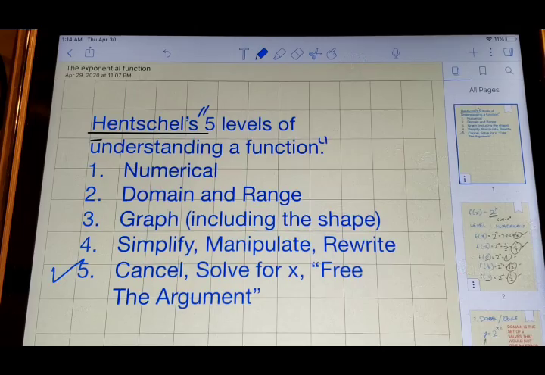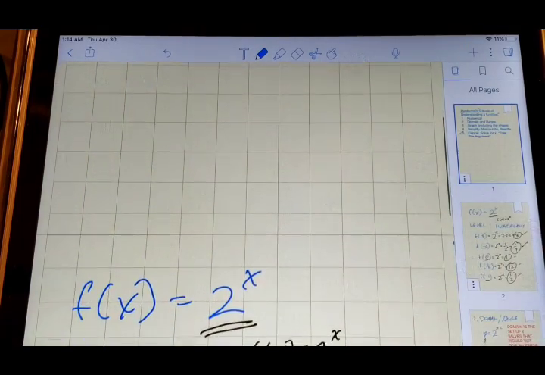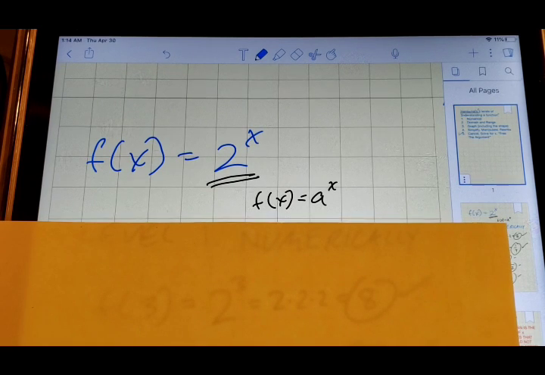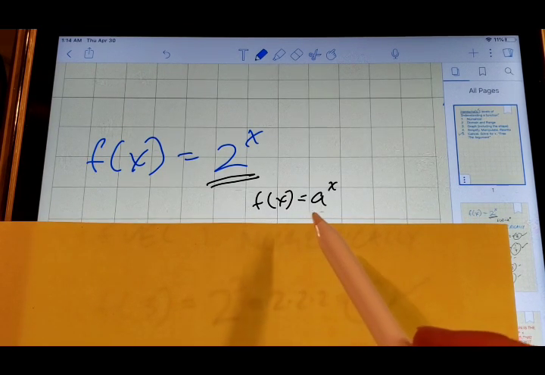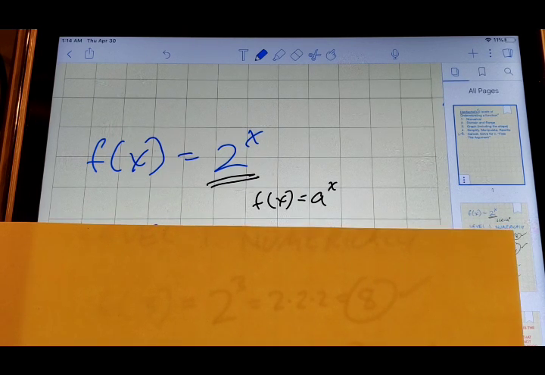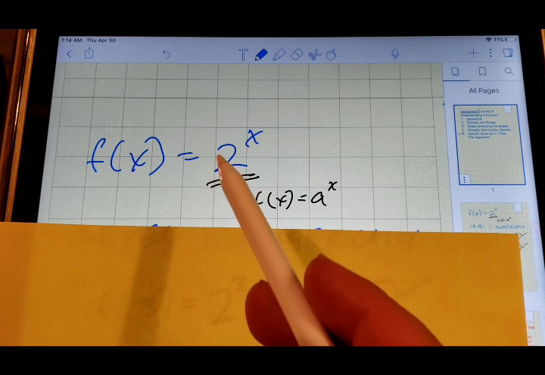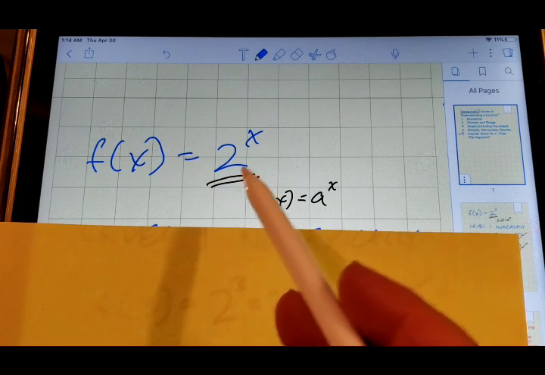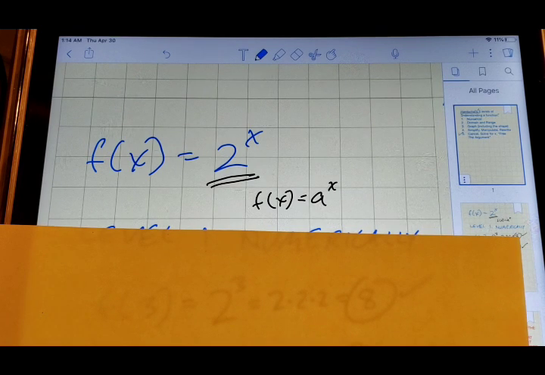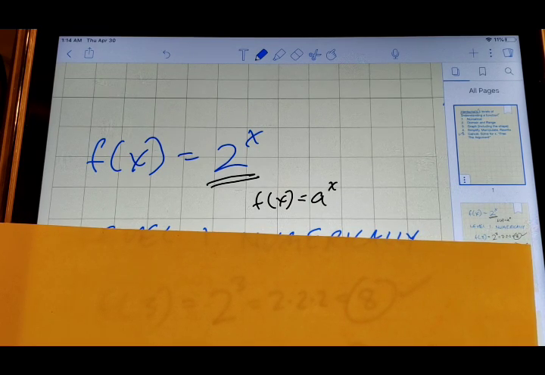So what am I talking about when I talk about the exponential function? I'm talking about a function of the form f of x equals a to the x. A just has to be a positive number and not 1, but it doesn't have to be 2. It could be any base that is positive and not 1, and it would still fit the family of exponential functions. So let's go through this problem, this one numerically.